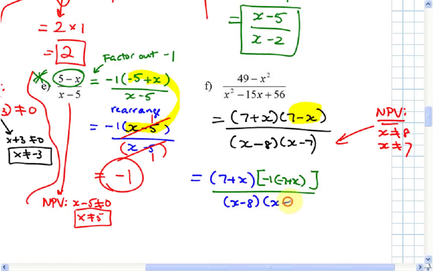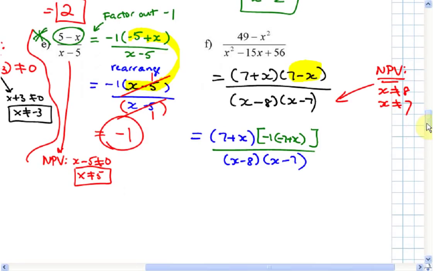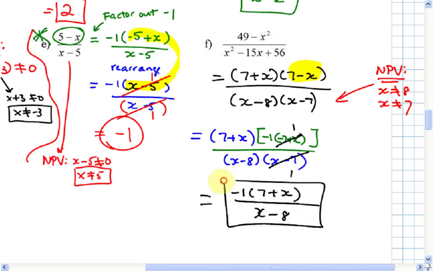Okay, and then I hope now you can see that this negative 7 plus x and this x minus 7 are the same thing, so we cancel them out. So what's left over? A negative 1 bracket 7 plus x on the top, and what's on the bottom? X minus 8. Bravo. Okay? You can simplify the top. If you want to simplify the top by distributing the negative, you can. But if you don't want to, that's fine as well. I'll take both answers. Not a problem.